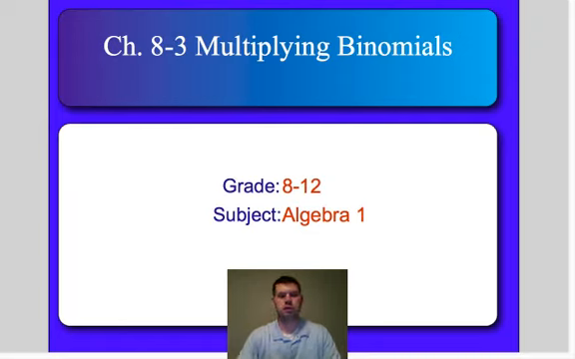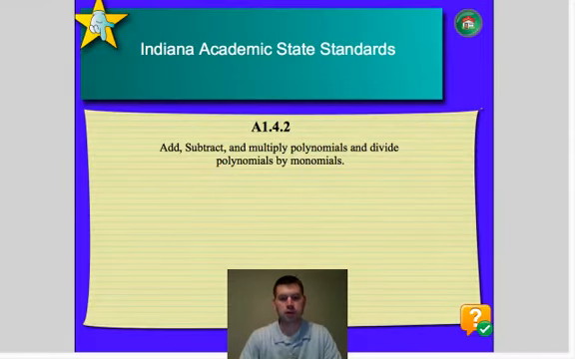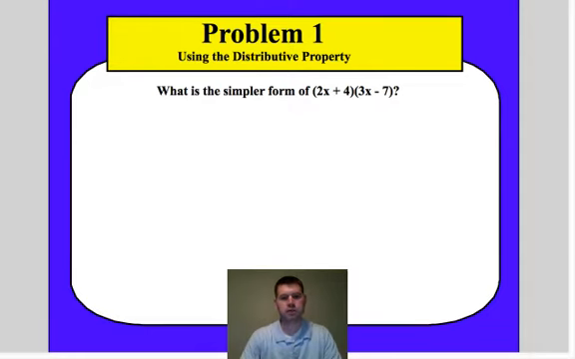So today what we're going to do is talk about chapter 8.3, which is multiplying binomials. The objective for today is to multiply two binomials or a binomial by a trinomial. We're in A1.4.2 for our standard. First, we're going to use the distributive property.